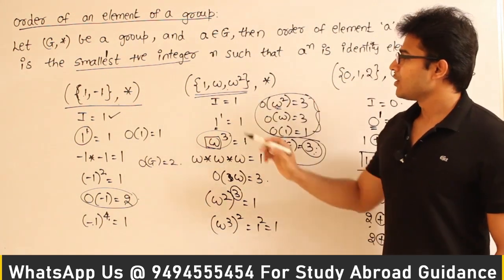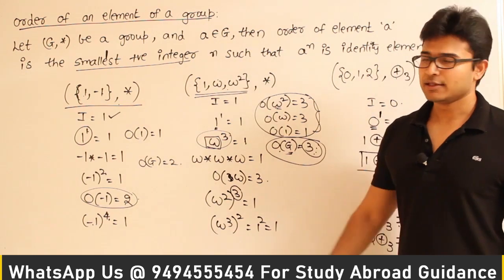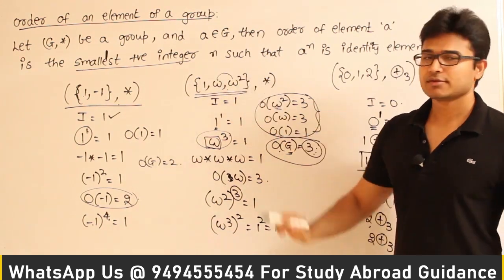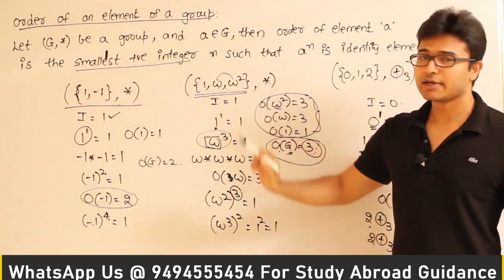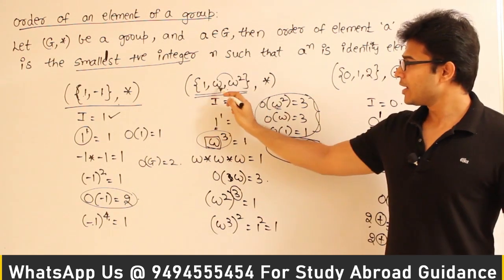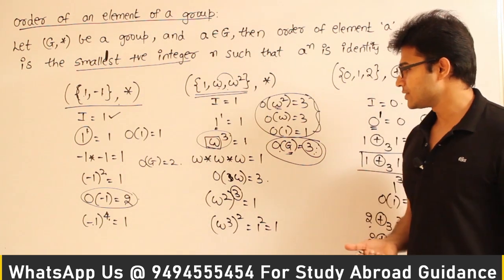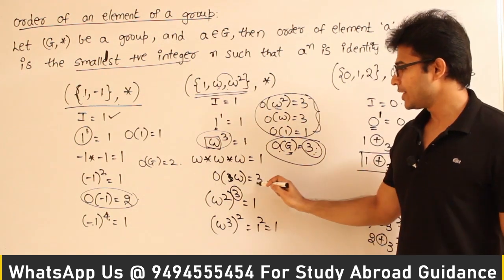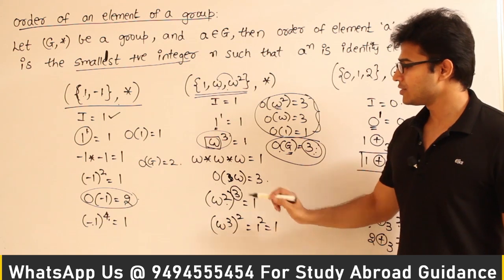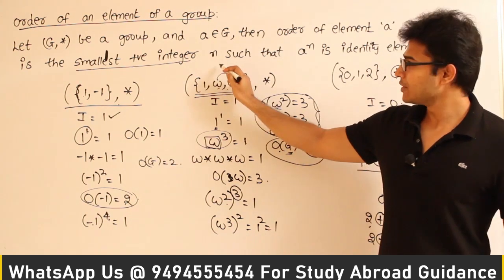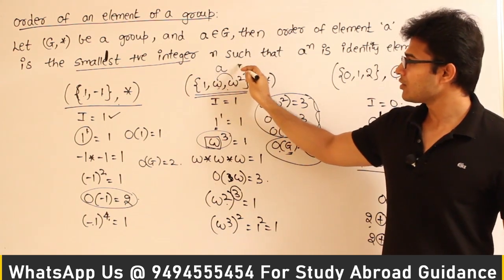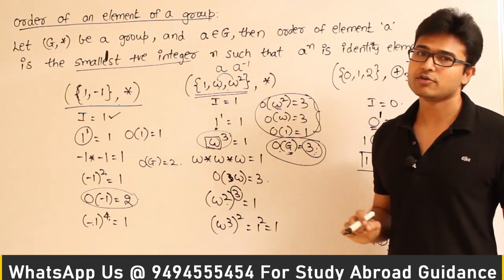Okay, let's see here. What is inverse of omega? Inverse of omega is omega square, and inverse of omega square is omega. Therefore both omega and omega square are supposed to have the same order, and in this case it is true, isn't it? Order of omega is 3 and order of omega square is also 3. Therefore remember this: order of an element and order of its inverse, both are going to be same.